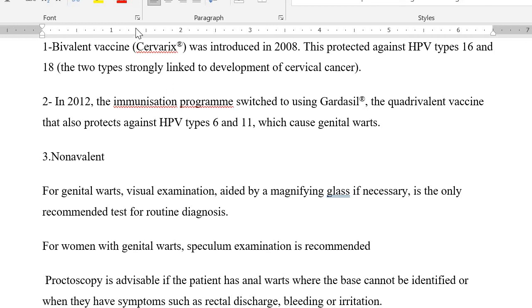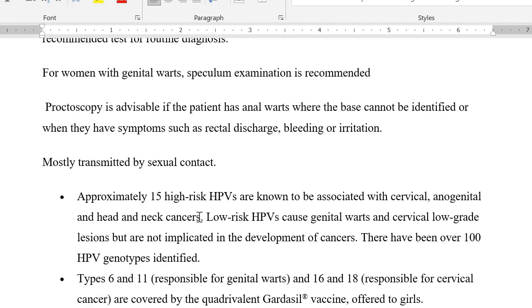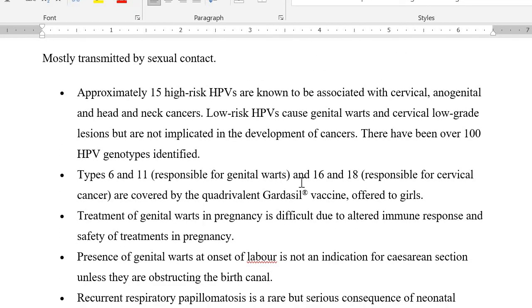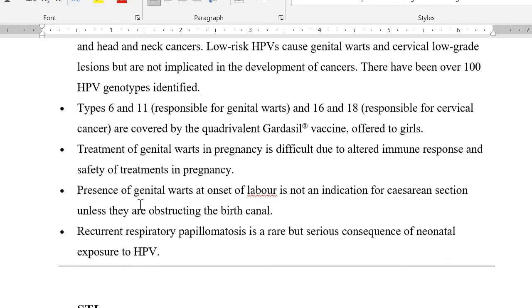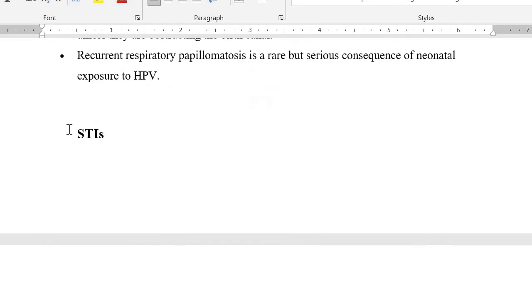Then proctoscopy: if the patient has inner warts and the base cannot be identified, or there are symptoms but we cannot see, we will have to do proctoscopy. About 15 different types are associated with cancer, but we are concerned mostly with types 16 and 18, because they cause cancer, and types 6 and 11, because they cause the warts. The treatment of warts is difficult in pregnancy, so that is one concern. Otherwise, the rest of the things are fine. So that's all you need to know about the human papillomavirus.